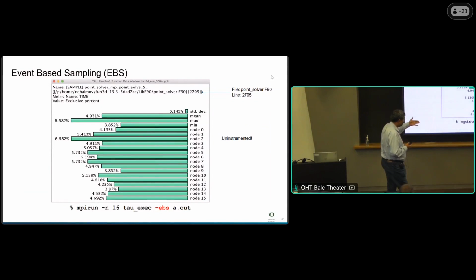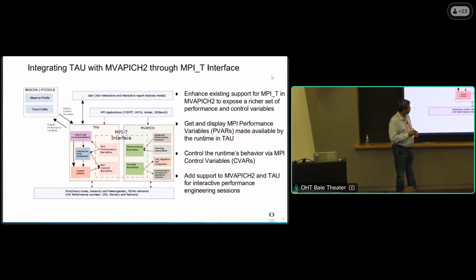So all I need to do is launch an application, say a.out, with tau_exec -ebs, event-based sampling, and then it will show me that at this line, how all the ranks were performing. Some code region where it's taking time. So you can see on a thread by thread, rank by rank basis, how your application was spending its time.